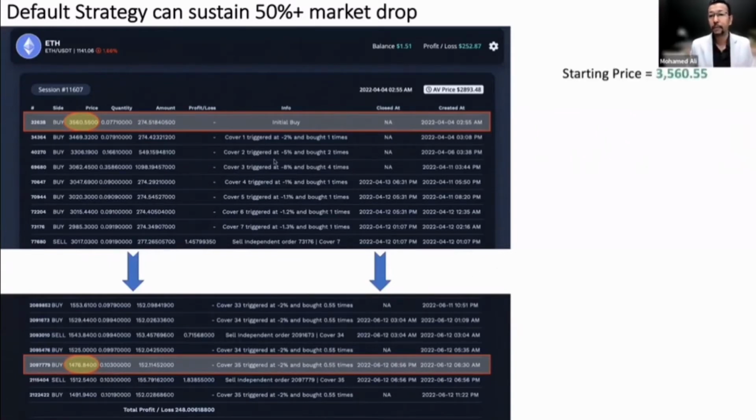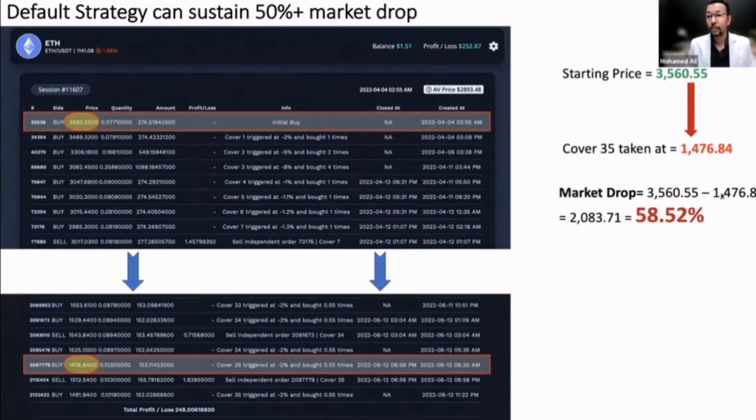So I made a couple of equations here. I hope it's simple to everyone. When we started at the price of 3,560.55, which we can see here on the left, and then the market went down, the last cover, cover 35, was taken at the price of 1,476. So that's a total drop of 2,083.71. In percentage, compared to the initial price, that's a drop of 58.52%.